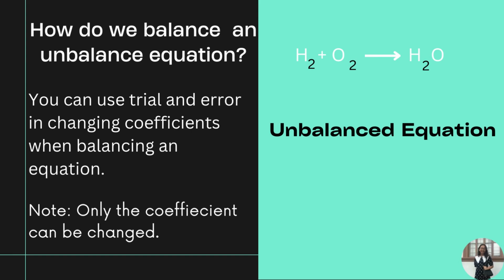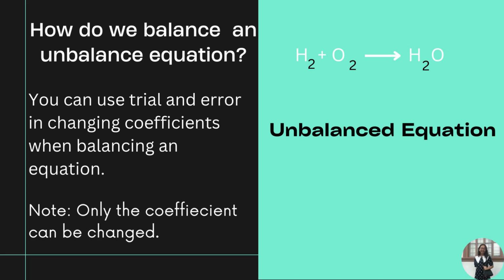You can always use trial and error in changing coefficients when balancing an equation. So if you don't see a mole or coefficient on a compound or element, it is considered as 1 mole, or the coefficient is 1. So, remember that only the coefficient can be changed, not the elements or the compounds.